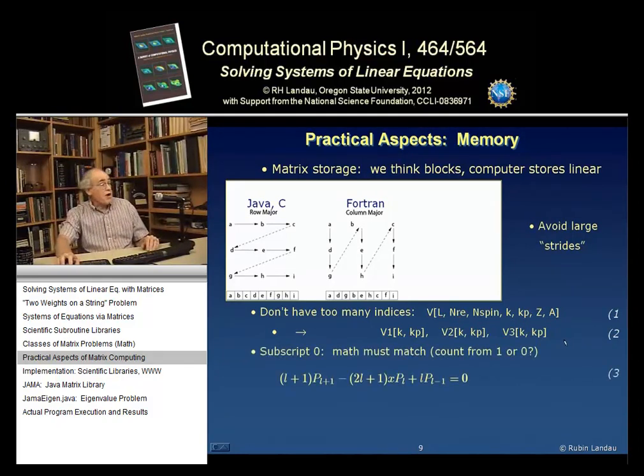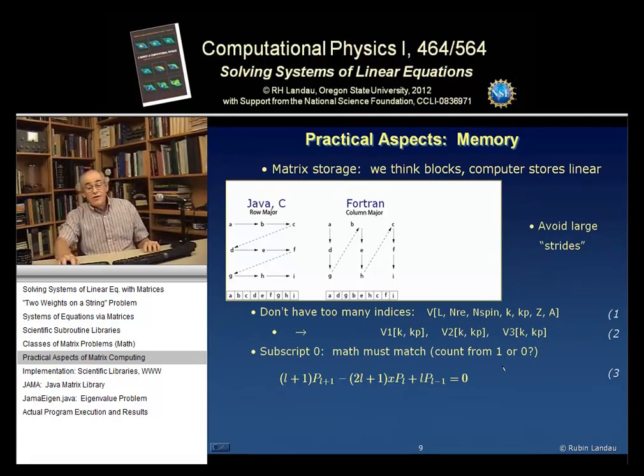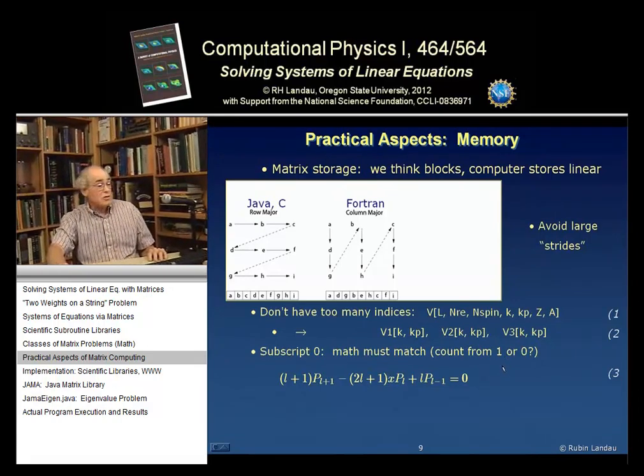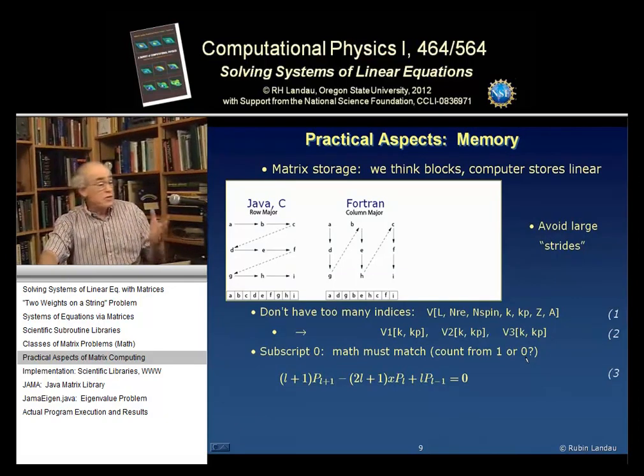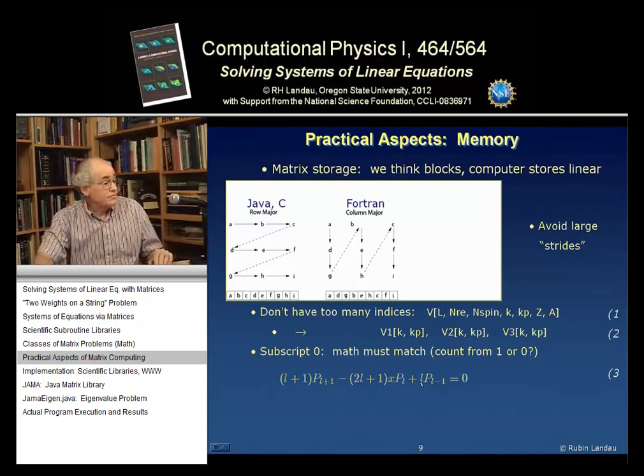Another practical aspect of memory usage that you have to concern yourself with on computers is that often in mathematics, we'll write with indices starting at 1 or 0. The computers, Java and C, start with 0 usually. Fortran used to start only with 1. Now you can start with either. Okay? But if you have an algorithm, for example, here for Legendre polynomials, this is written assuming L can be 0. And if you've coded things up so you're always starting at index 1, it'll be the wrong algorithm. So the two have to match.